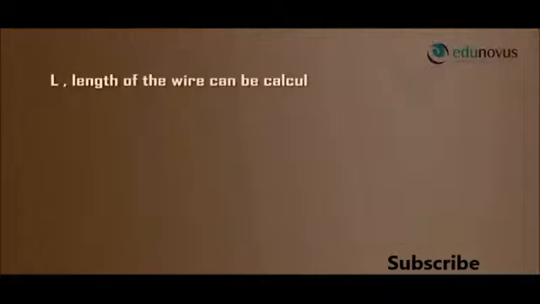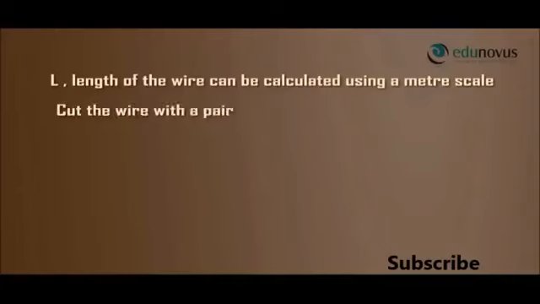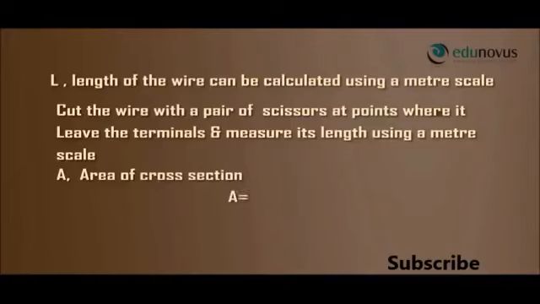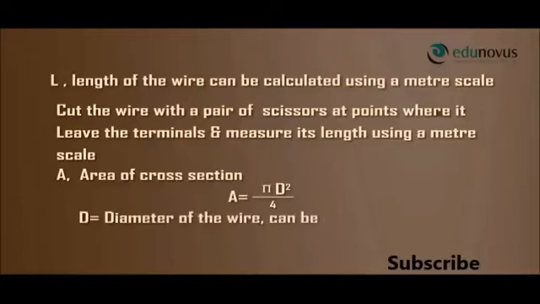Length of the wire L can be calculated using a meter scale. Cut the wire with a pair of scissors at points where it leaves the terminals. Measure its length using a meter scale. Area of cross section A is equal to π d squared by 4, where d is the diameter of the wire, which can be calculated using the screw gauge.